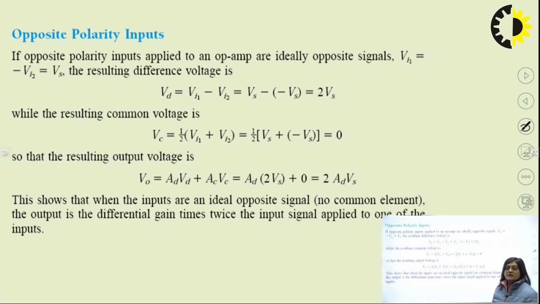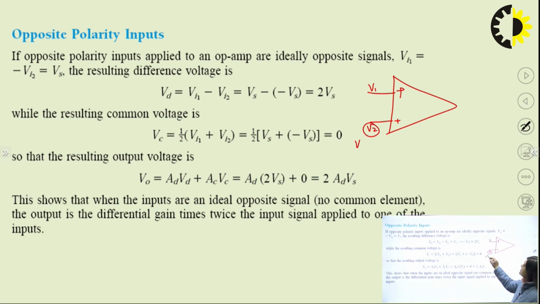Now this is the analysis with opposite polarity input. This is our op-amp, plus and minus, and we have applied V1 here and V2 here. Opposite polarity signal means we have applied V2 with a different sign, so V2 is equal to minus V1. So the differential input would be, sorry, this is plus and this is minus, so V1 minus V2.